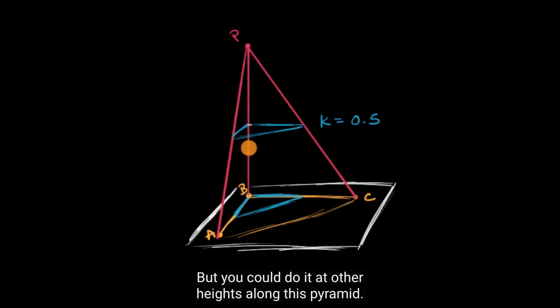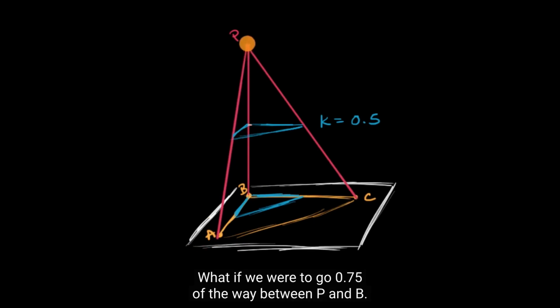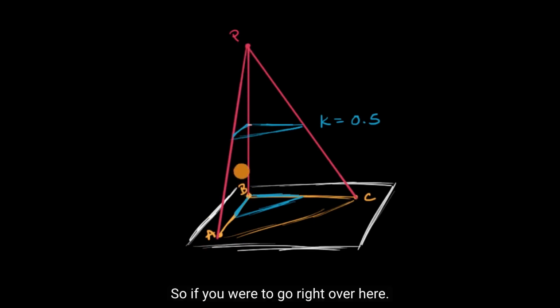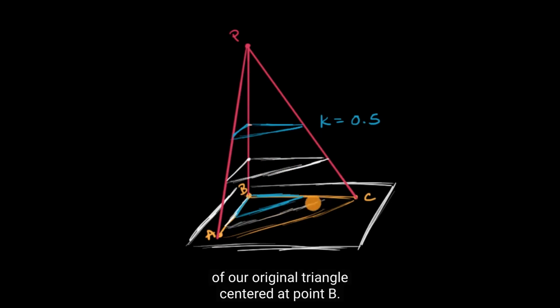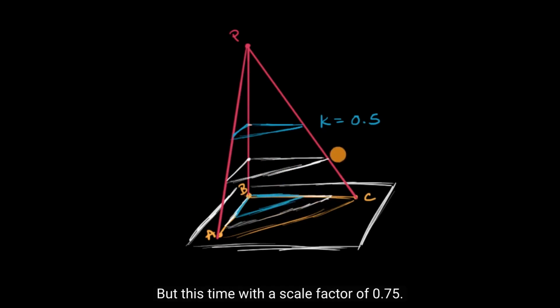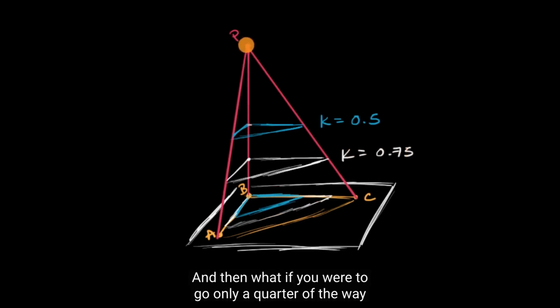But you could do it at other heights along this pyramid. What if we were to go 0.75 of the way between P and B? So if we were to go right over here, it's closer to our original triangle, closer to our surface. Then the cross section would look like this. Now if we were to translate that down onto our original surface, what would that look like? Well, it would look like this. It would look like a dilation of our original triangle centered at point B, but this time with a scale factor of 0.75.